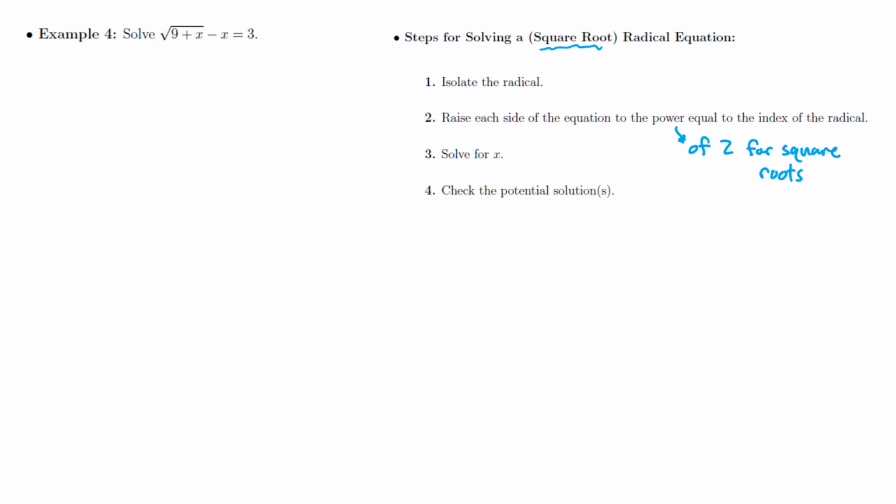And just to kind of spoil it a little bit, I wasn't just checking in the last problem to make sure I didn't commit an error. There's a really important reason why here with radical equations we always need to check our solutions. All right, so let's go through this process here, right? Isolate the radical. So the square root of 9 plus x equals 3 plus x. And we need to square both sides.